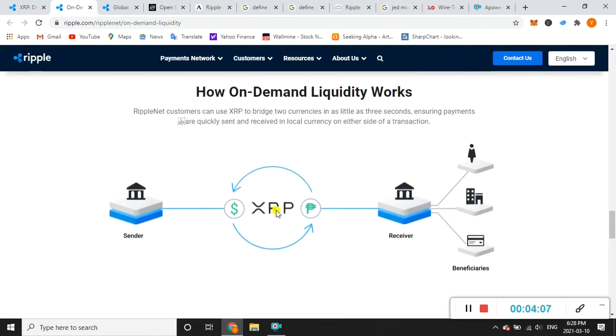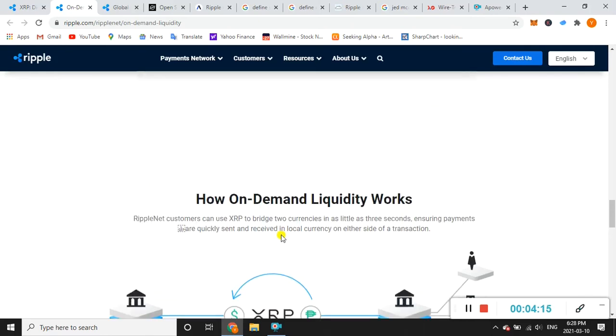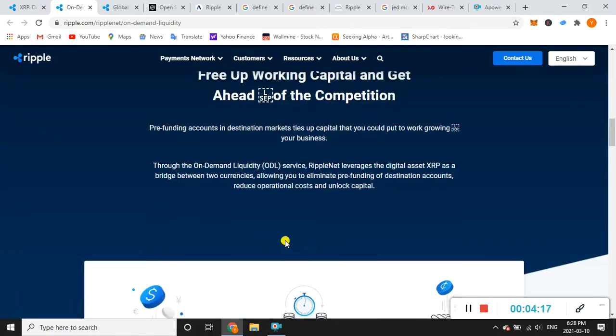So at least that's how I understand XRP. The Ripple network can use XRP to bridge between two currencies in as little as 3 seconds, ensuring payments are made quickly. So that's essentially how XRP works. I'm just making sure that I didn't miss anything. Their whole stick is that they can eliminate pre-funding destination accounts.